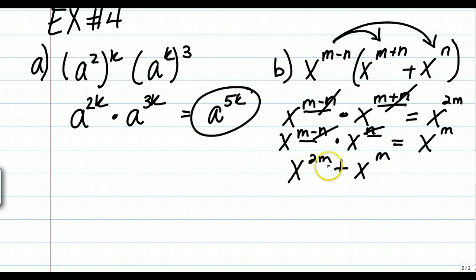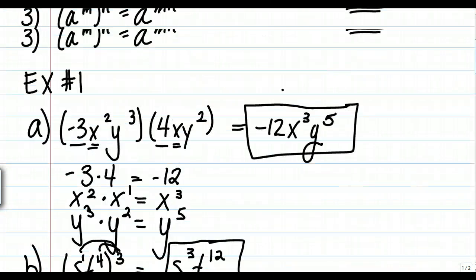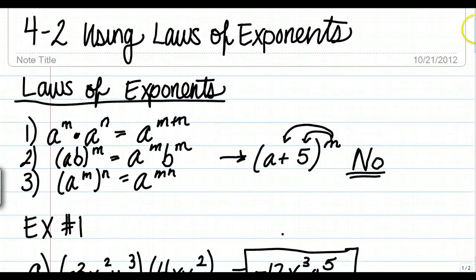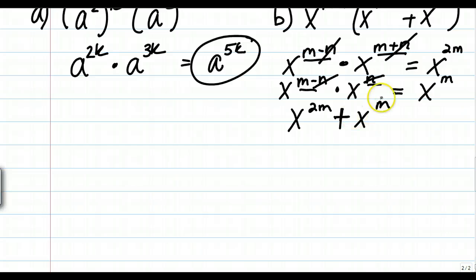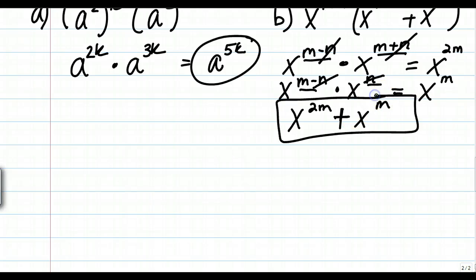And am I allowed to add these together? No, because we are adding them. We are not multiplying them. So that's like this rule way up here that we talked about at the beginning. You're not allowed to do anything like that. Okay? So you leave it alone. And this is my final answer.